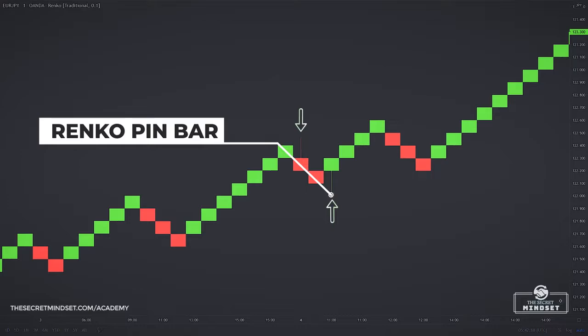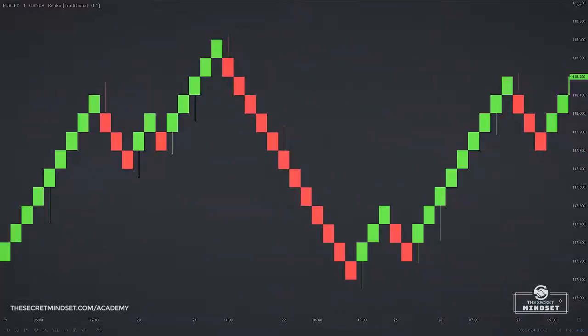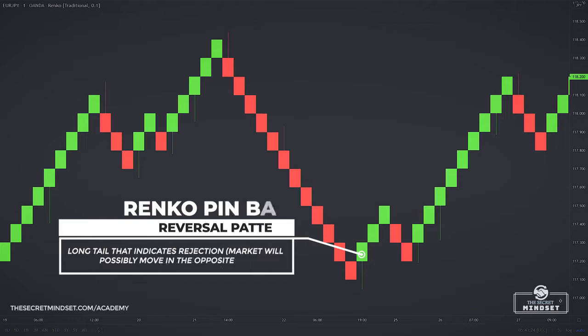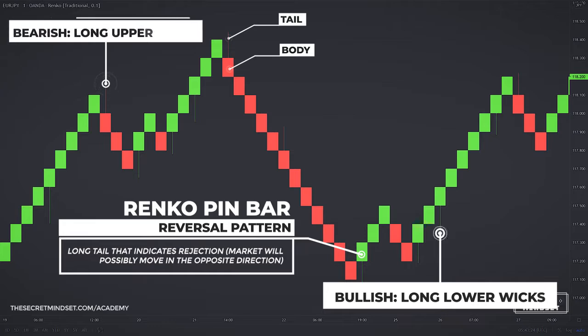This is the pattern we will search for. A pin bar is a chart candlestick characterized by a long tail that shows rejection and indicates that the market will move in the opposite direction. The area between the open and the close is called the real body, and typically all pin bars have a very small real body and a long shadow. A bullish pin bar is known for its lower wicks, and the bearish one is characterized by long upper wicks. The same is true for Renko charts. The idea is to find Renko boxes that have long wicks.